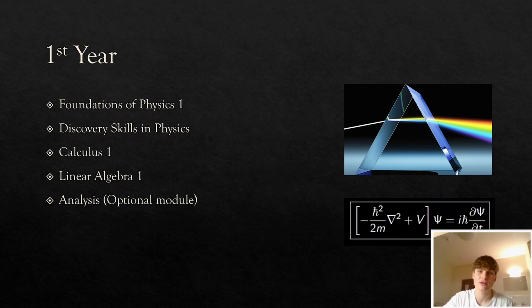In the first year, the main module is Foundations of Physics 1, which provides a good base for the other years. Discovery Skills in Physics includes labs and programming, and then we have to take a pair of maths modules, which can either be single maths A and B, or calculus and linear algebra. I decided to take calculus and linear algebra. Then we have one optional module in the first year. I decided to pick analysis. They are all assessed throughout the year using formative assessments and then by summative exams or lab reports at the end of the year.